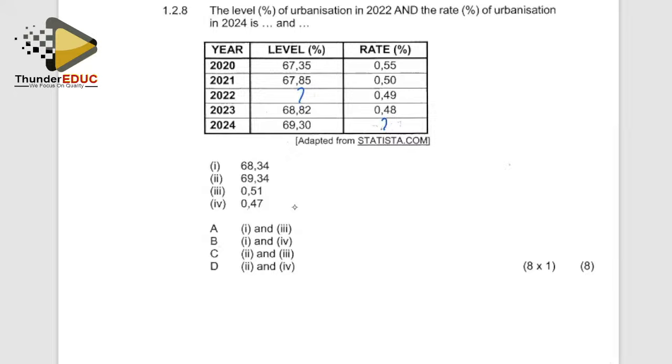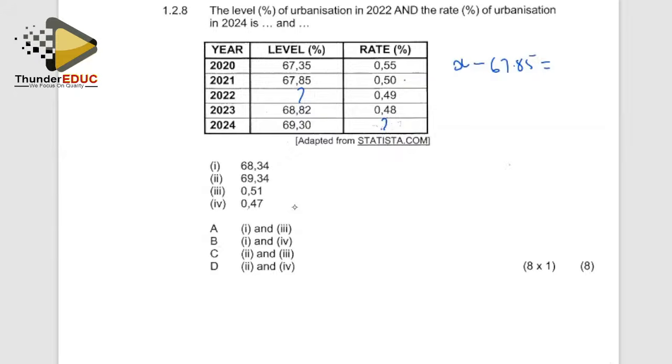For us to get the rate, we subtract the level. The change in the level gives us the rate. So for us to get this particular rate for 2022, we say it's unknown X. And that rate, if you get a difference from 2021, 2021 was 67.85. The unknown for 2022 minus the rate for 2021 must give us the percentage for that particular year.